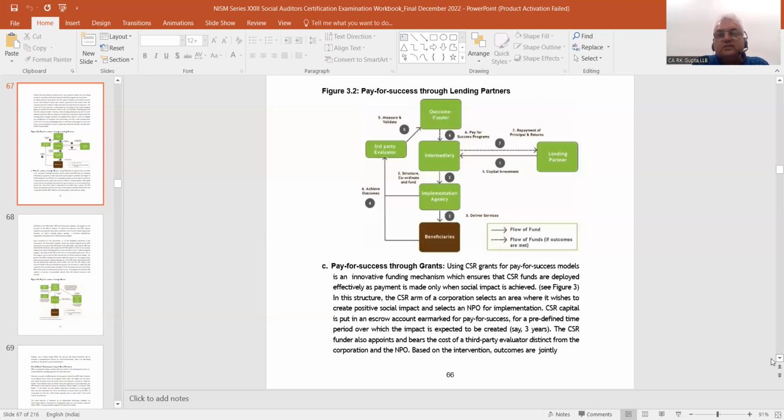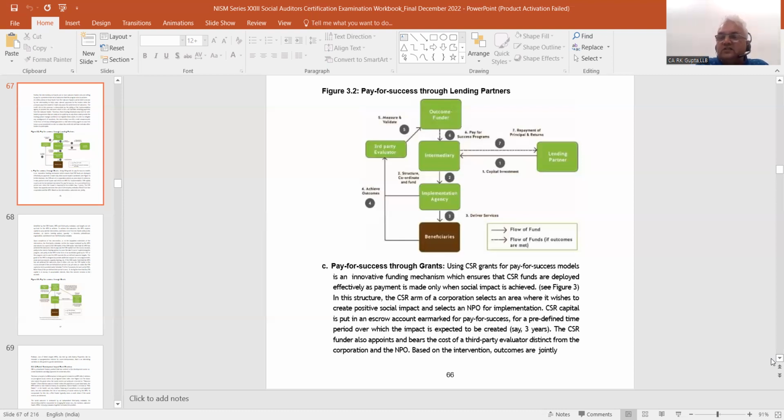So CSR capital is put in an escrow account earmarked for pay for success for a predefined time period over which the impact is expected to be created. The CSR funders also appoint and bear the cost of a third party evaluator. These companies which were giving the CSR grants will be appointing a third party evaluator, and they will be paying the cost of appointment of such third party evaluator, distinct from the corporation and the NPOs. So it will be an objective partner, distinct from the company and from the NPO.